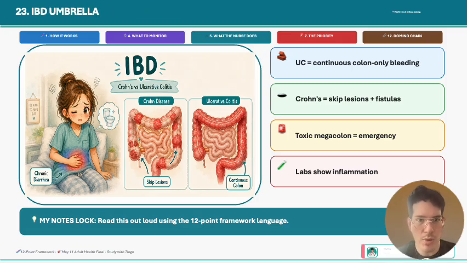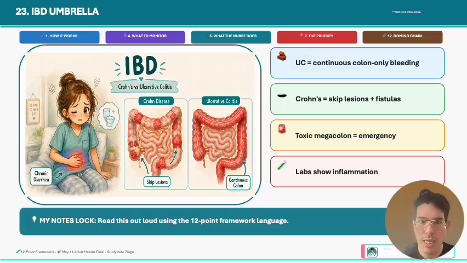So, both can have flares and remissions, but both can cause abdominal pain, diarrhea, weight loss, fatigue, and inflammatory lab findings. Both can require medications that reduce inflammation or suppress the immune response. Both can have serious complications, but I cannot leave them under the umbrella in my head. I need to split them, right?